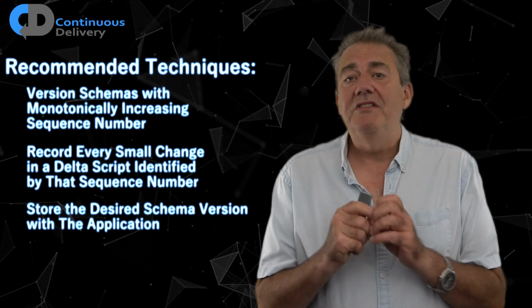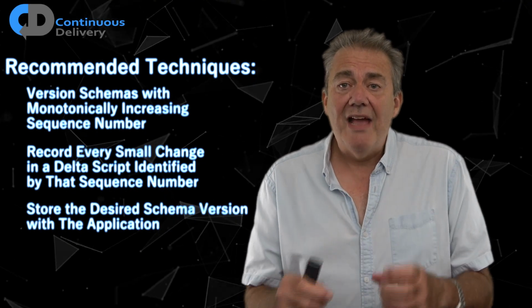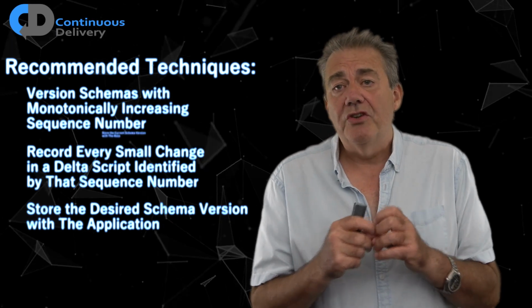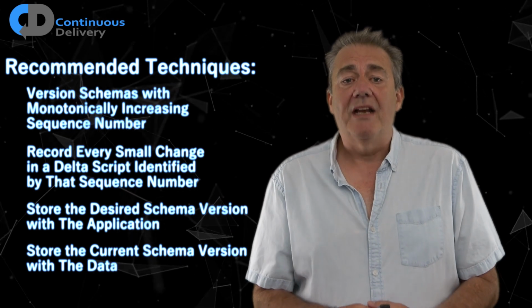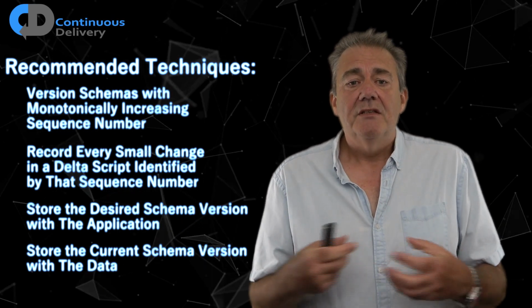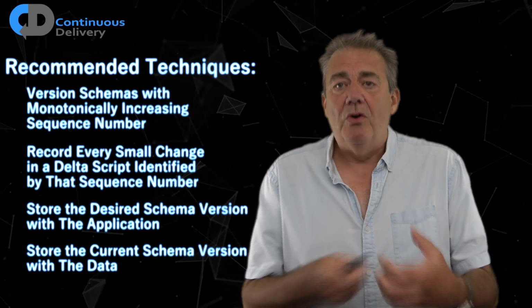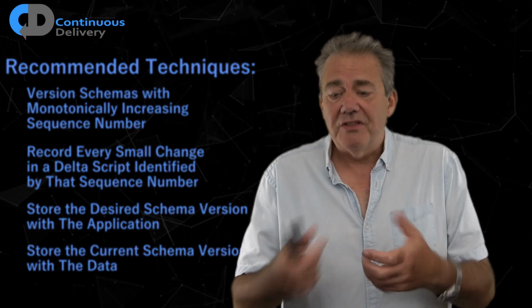We're going to store the desired schema along with the application, and then we're going to store the current data schema with the version of the data that supports that application. So the schema version table or header entry allows us to marry up which versions of the application work with which versions of the data and keep track of those things.